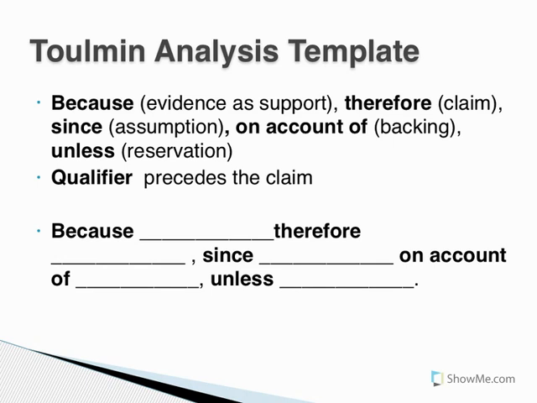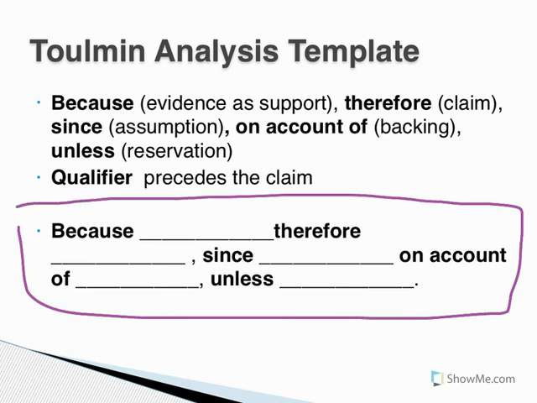There is a very specific, we call it the Toulmin sentence, that you can create based on all of the 6 elements that are included. Because my evidence, therefore claim, since my assumption or warrant, on account of my backing of that, unless there's some type of reservation. And you can also use your rebuttal in the case there as well. And our qualifier would go before the claim. And this right here is the Toulmin template.